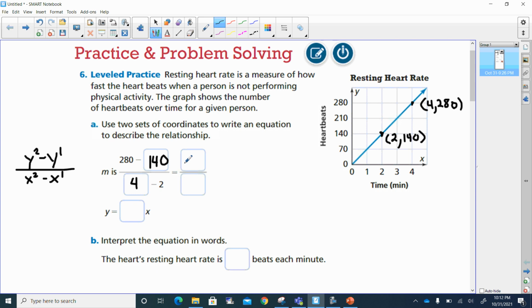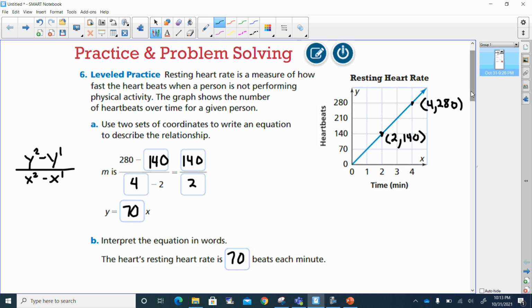Well, 280 minus 140 is 140. And 4 minus 2 is 2. Now we have to say, what is 140 divided by 2? Well, that'd be 70. So y equals 70x. Interpret the equation in words. The heart's resting rate is 70 beats per minute.